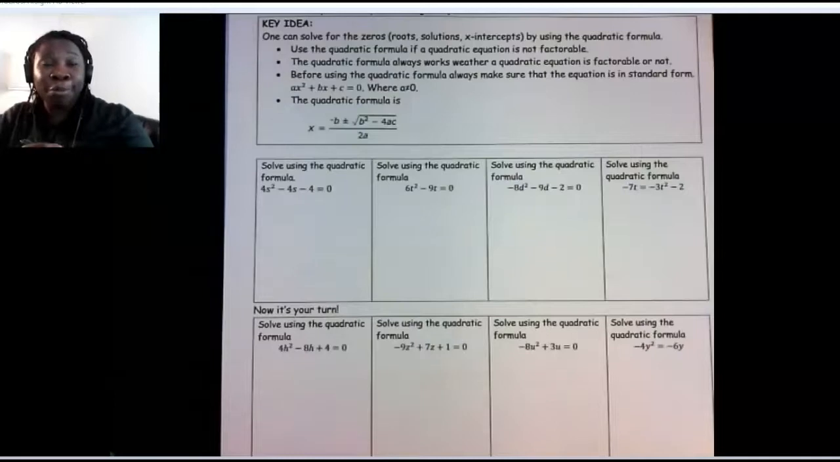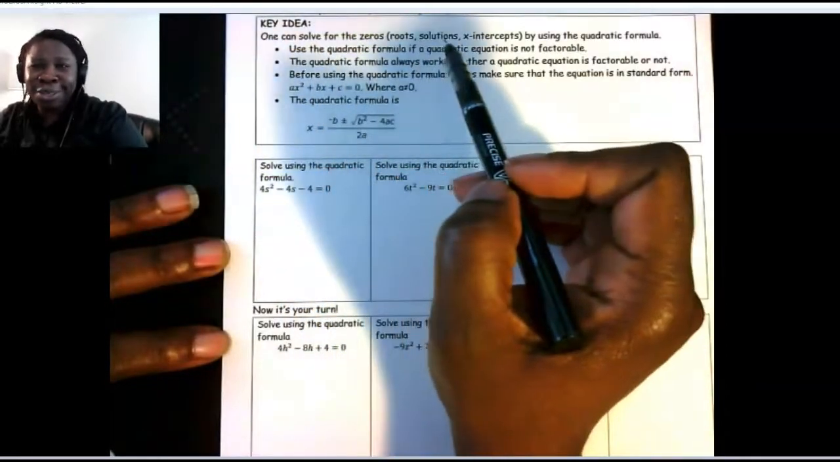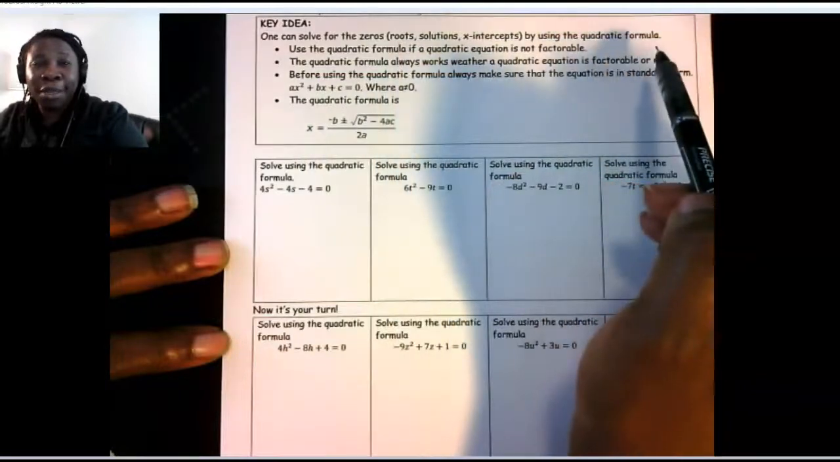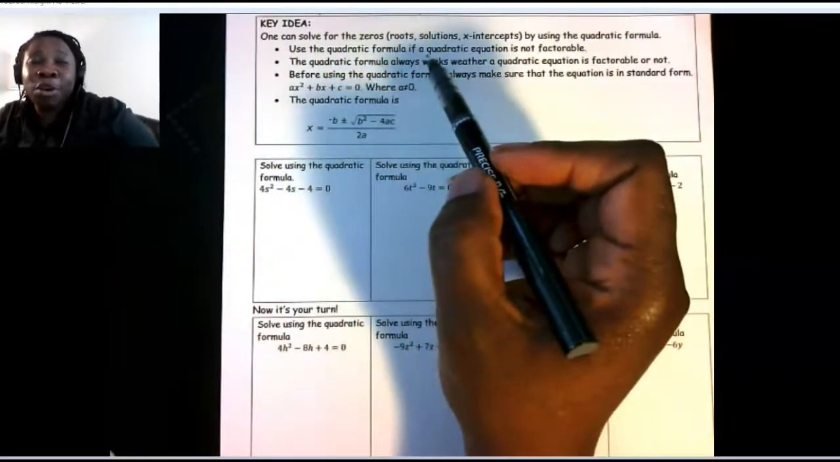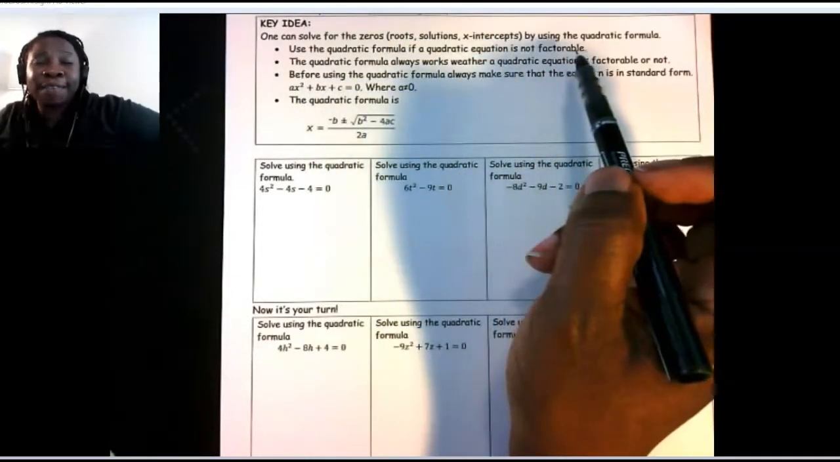Remember, zero product property, so we're just trying to solve an equation to see where the parabola crosses at the x-axis. Well, this is no different. It's just another method. And this method always works. Always, always, always. So there's a couple of key ideas that I need you to remember. One, you can solve for the zeros, roots, solutions, x-intercepts by using the quadratic formula. Using the quadratic formula, you use it when a quadratic equation is not factorable.